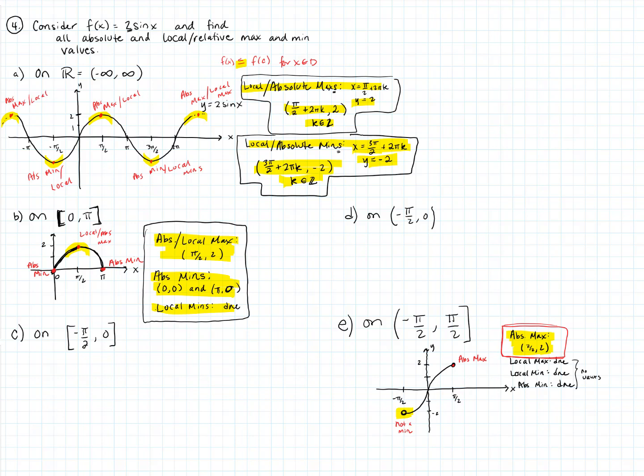It's an absolute max or a min if it's the absolute highest point that the function achieves on the domain that's given, restricted or otherwise. And it's a local max or min if it is on an open interval around that point, if we achieve a low value or a high value on an interval near that point.